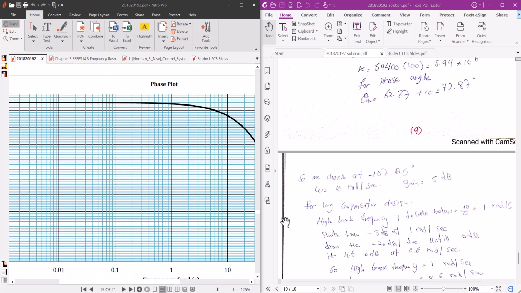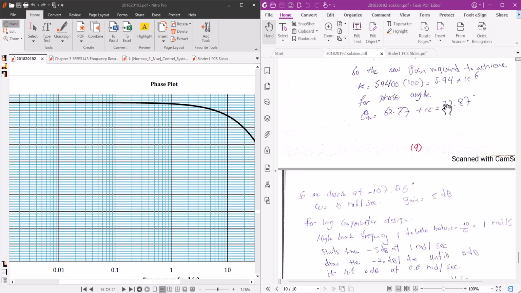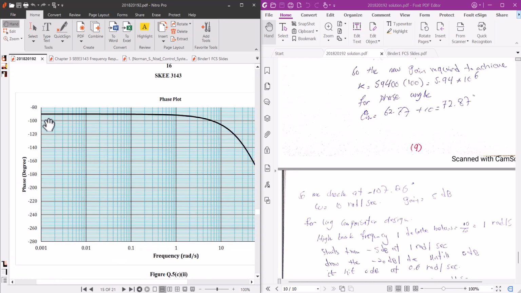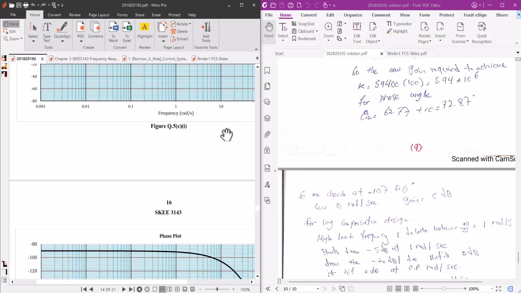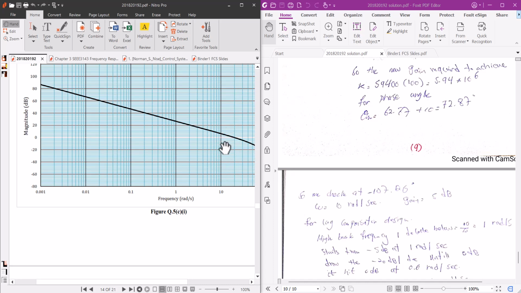So how is minus 107 obtained? By subtracting this from 180. This value minus 180 will give you minus 107.26. So minus 107.26 is somewhere around here. Yes, it's around this value, 10. So here omega is 10 radian per second, and at 10 radian per second, how much is the gain? You can calculate the gain at 10 radian per second of this compensated system. That gain is approximately 5. So at 10 rad/s your gain is 5 dB.